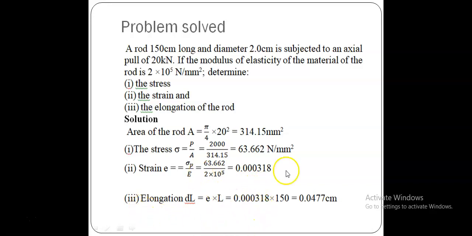Next, by knowing this strain, we can find the del L, that is change in length or elongation, which is equal to strain into original length, because strain is equal to change in length divided by original length, from which we can find the change in length, the deformation, is 0.0477 centimeter.